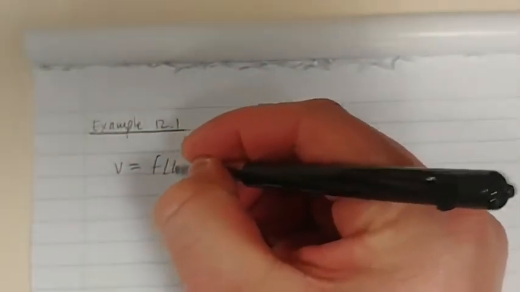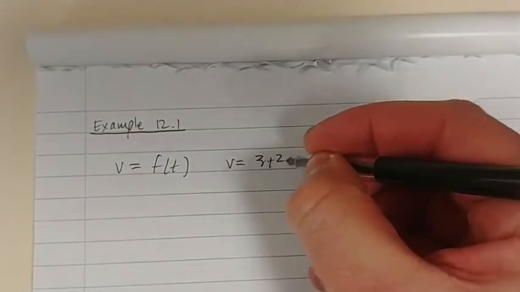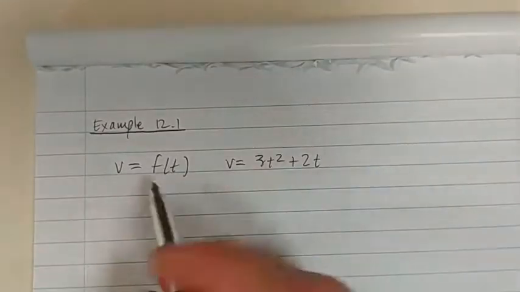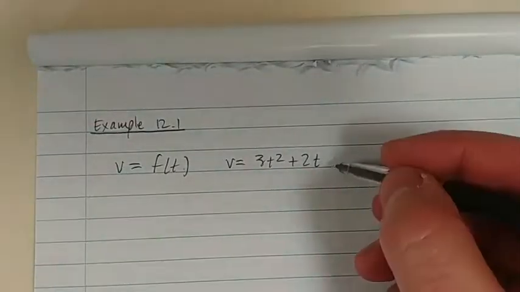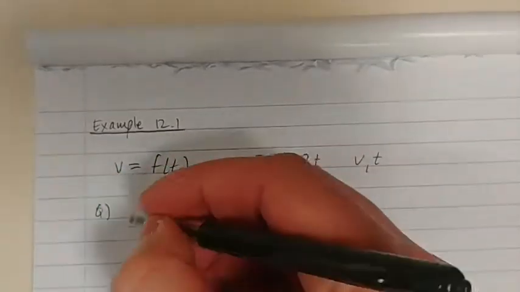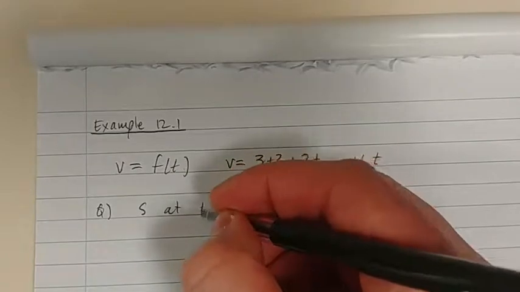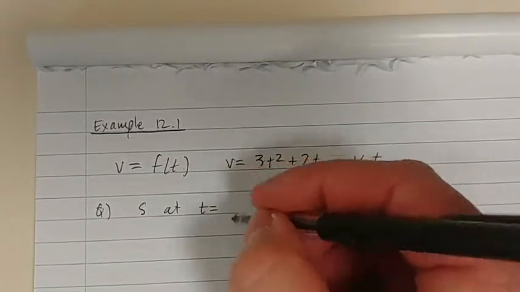Okay, so what do we have? We have v as a function of time. We have v equals 3t² + 2t. What are my variables? v and t. What's the question? The question is, what is the position s at t equals 3 seconds? So how are we going to solve this problem?